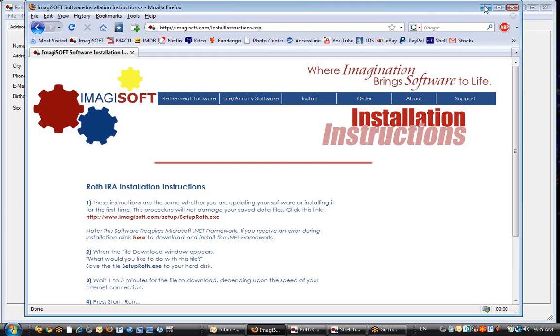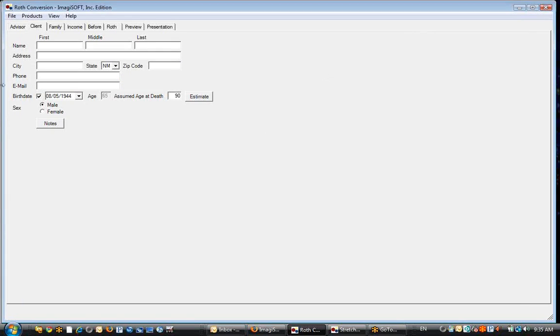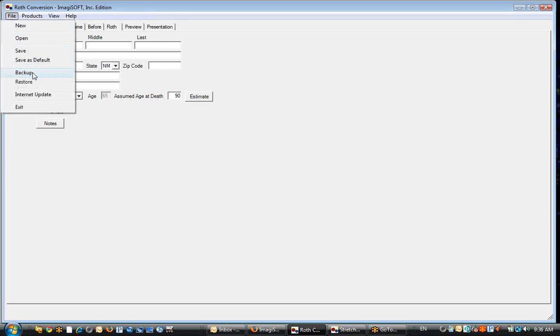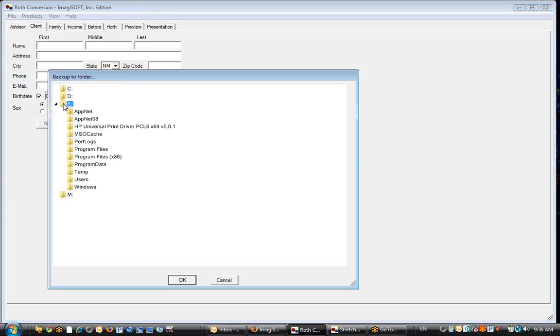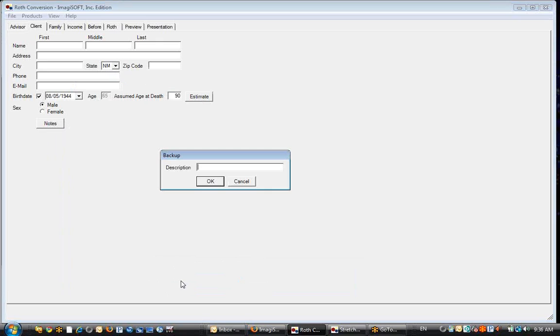Now that brings up a question, how do you keep your data organized? If you come into the Roth IRA conversion software, there will be an icon on your desktop. You'll click that, get into it, and go File, Backup. Then you can see that there's an E drive here. It's like a USB port we recommend you put in there. You put it on drive E, click OK, and then just back it up. Give it a description, anything you want, Mike's backup. Then press OK, and it'll store it on that E drive.